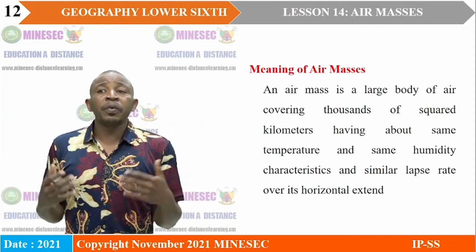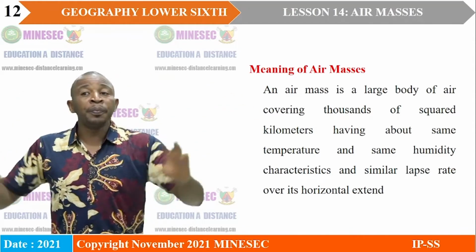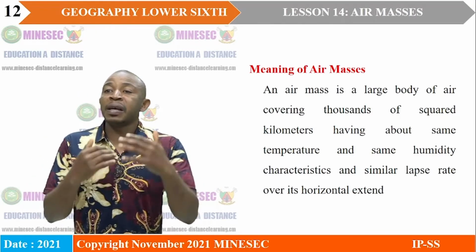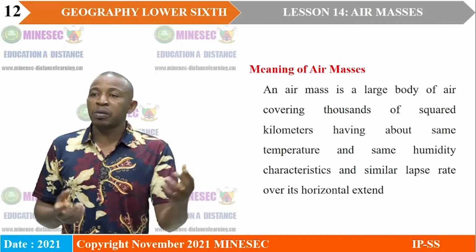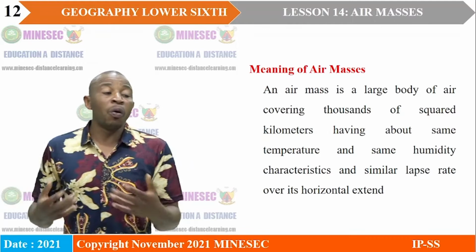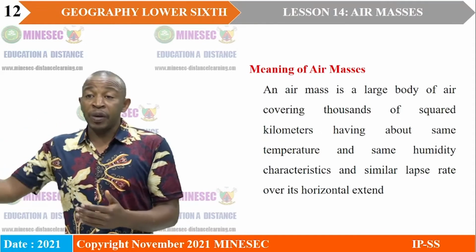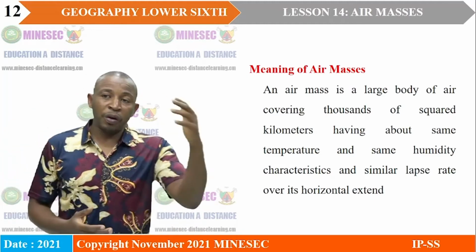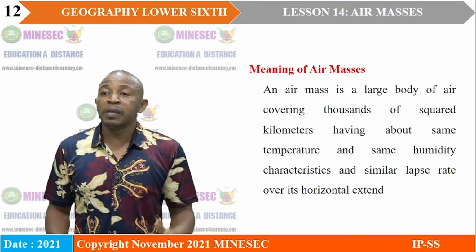They have the same characteristics, and these characteristics are mainly temperature. They are either warm or cold. That's what we mean by same characteristics and same humidity. Now, humidity is whether they contain water or they are dry. So looking at humidity, we can classify them as dry winds or wet or moist winds. Then they also have a similar lapse rate, meaning that their temperature either decreases as they move or increases as they move.